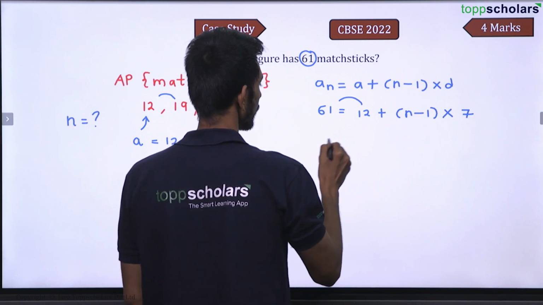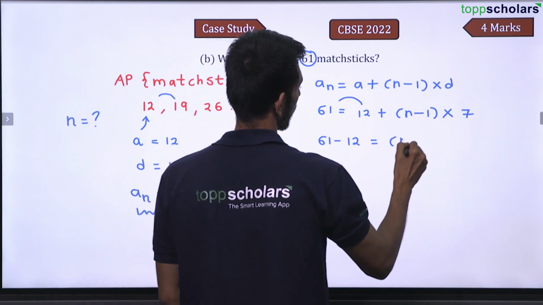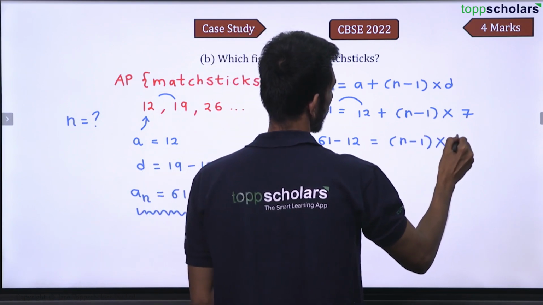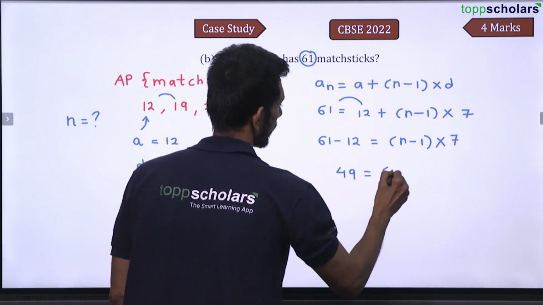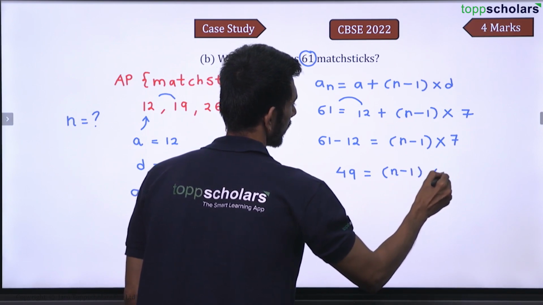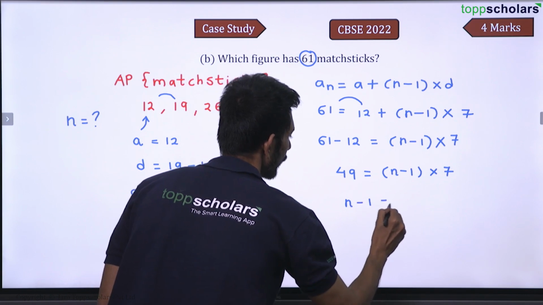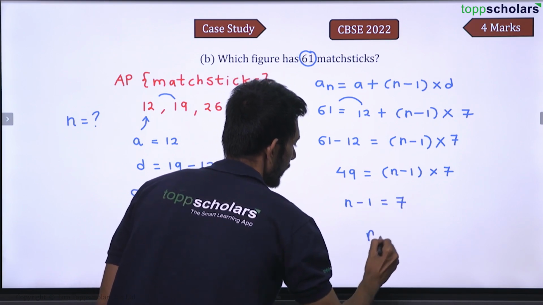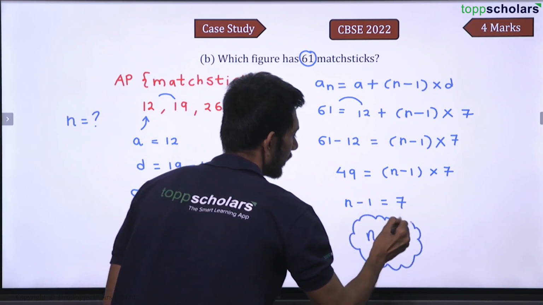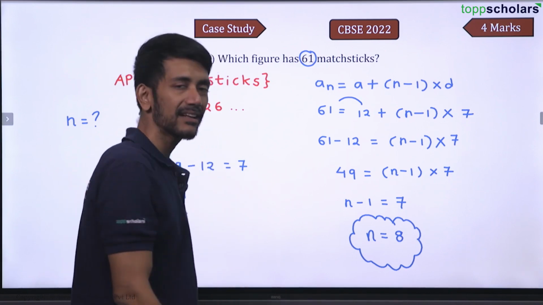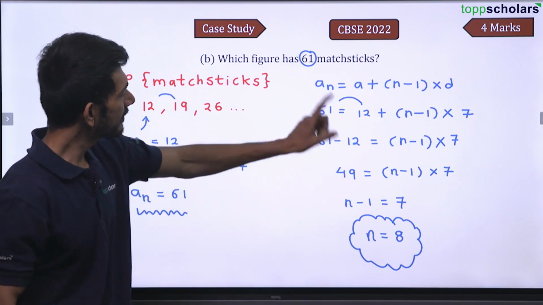Shift 12 here. So 61 minus 12 is equal to n minus 1 into 7. So 49 is equal to n minus 1 into 7. Divide by 7. So can I say n minus 1 is equal to 49 divided by 7 is 7. So n will be equal to 7 plus 1, that is 8. So yes, we can say that the figure 8 or F8 has 61 matchsticks.